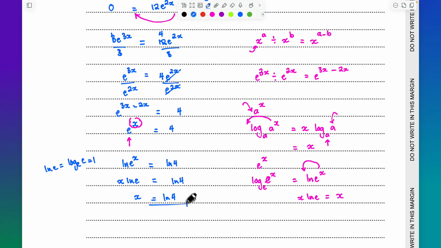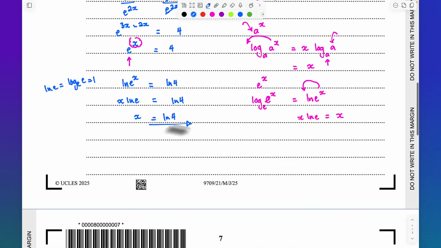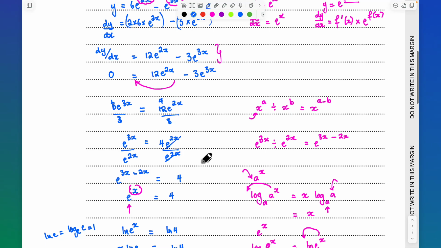You don't have to put this into your calculator, because remember they said the exact value. The moment they say exact value, it means don't simplify it beyond this point. Okay, so essentially this is how we solve this problem.